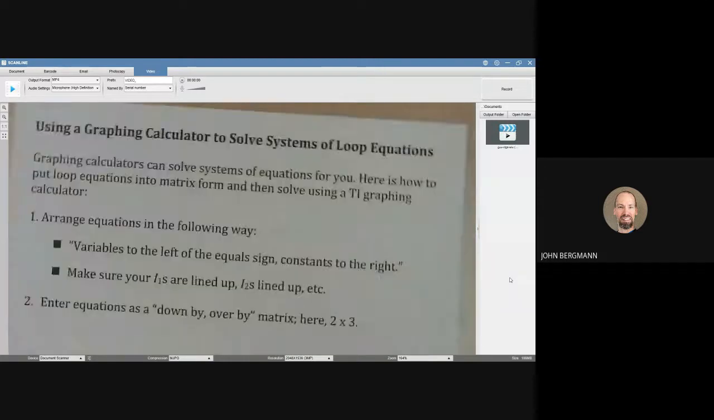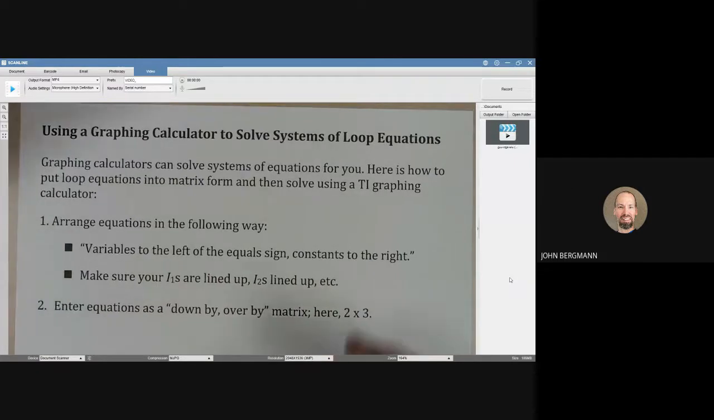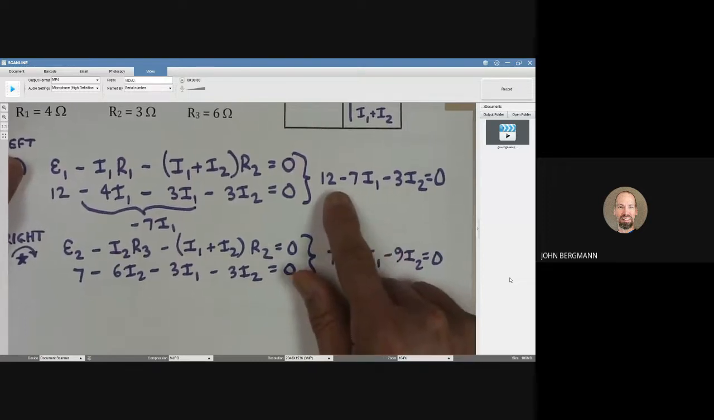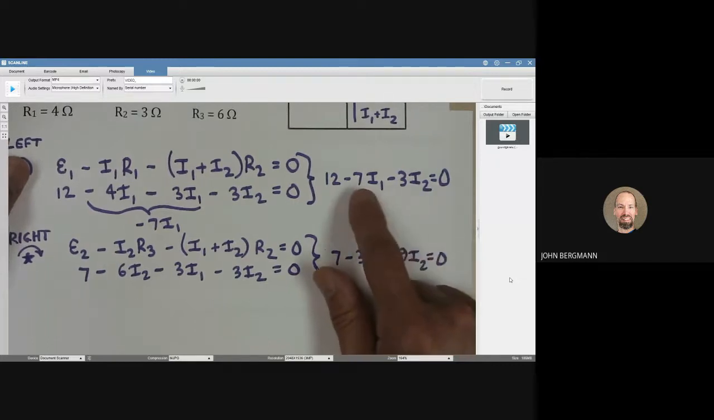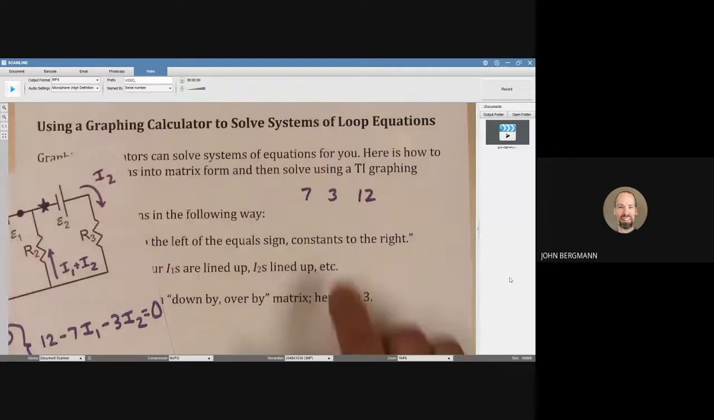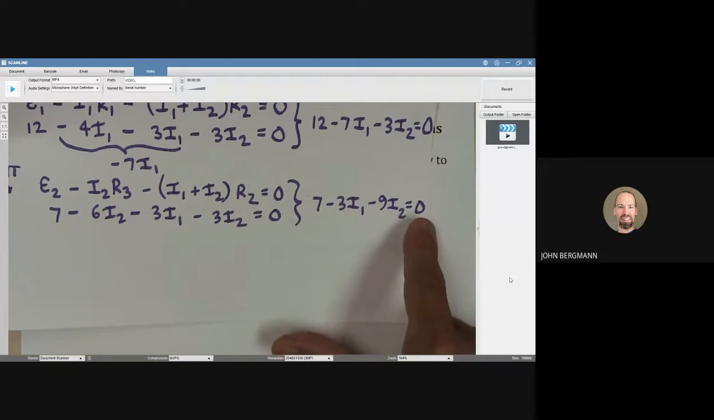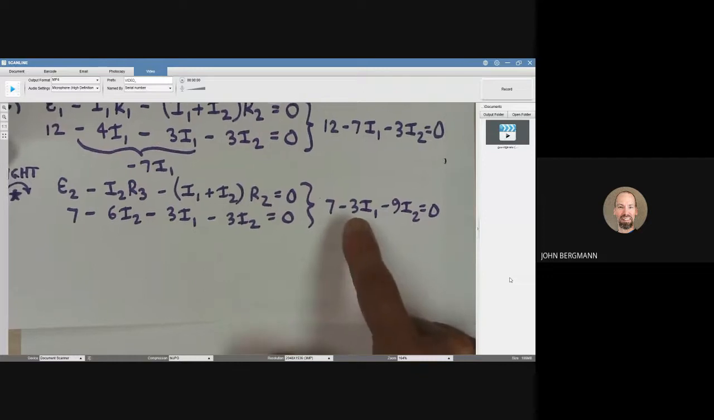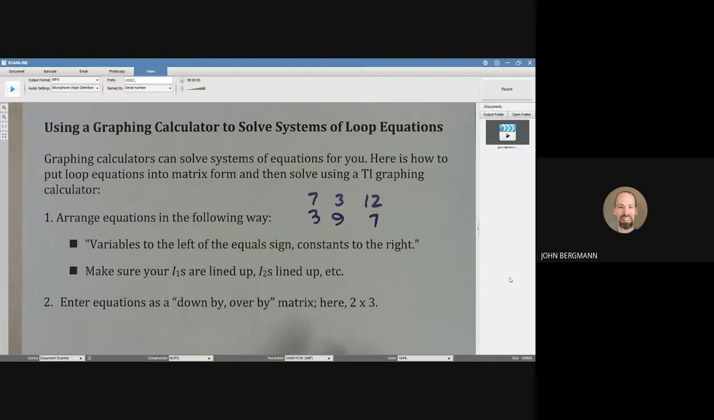The way we do that, we need to arrange the variables to the left of the equal sign, constants to the right. You can see what we've got here. So the 12 needs to go on the other side where it becomes a negative 12, but then everything's negative. So essentially we have 7, 3, and 12 for that first equation. Variables on the left, constants on the right. The second equation, the 7 will go on the right there. It'll be negative, which means everything is negative. So I'm just going to multiply by negative 1 throughout, and we'll get 3, 9, 7. We want to make sure our I1s are lined up, our I2s are lined up, etc.